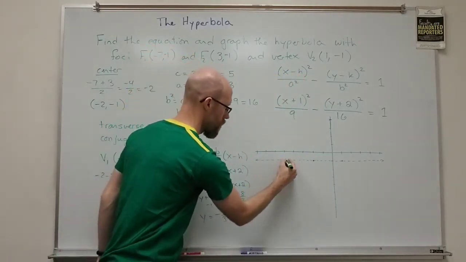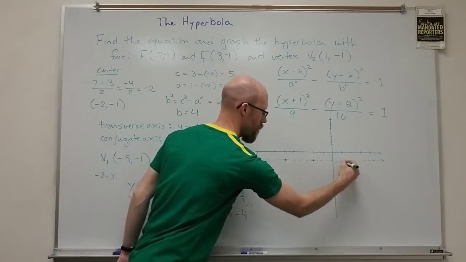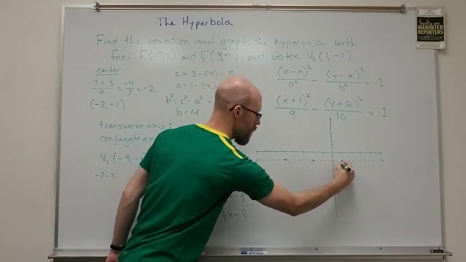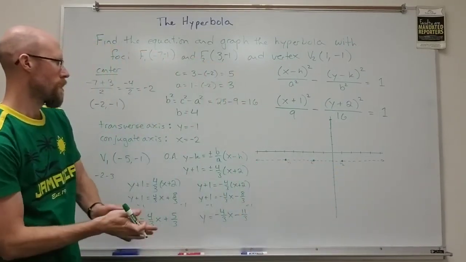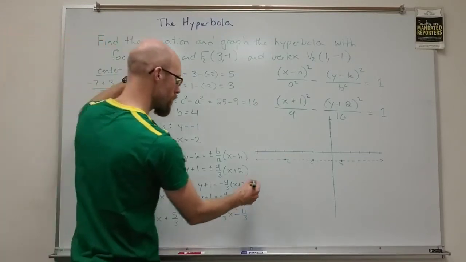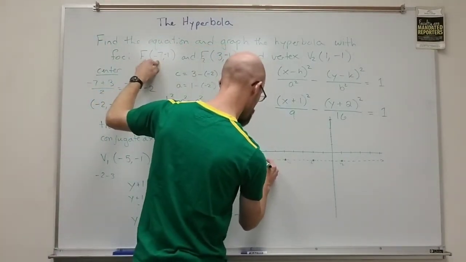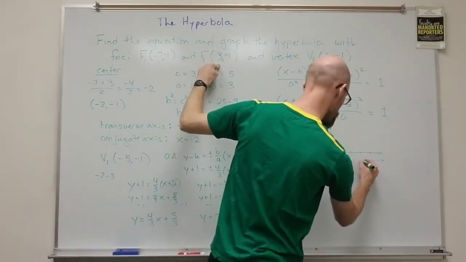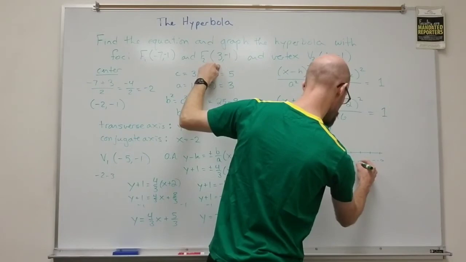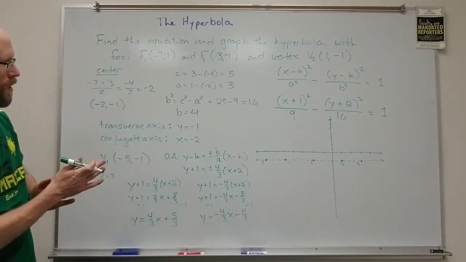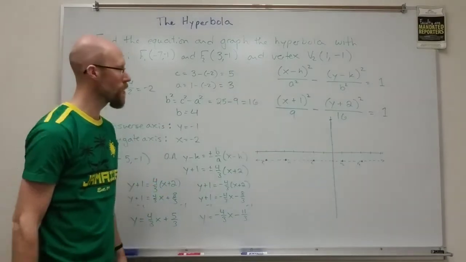Okay, so here's some points. V1, C, and V2. My foci, they're at -7, -1. So there's F1 and 3, -1. It's way out here. That's F2. And then I just need my box.